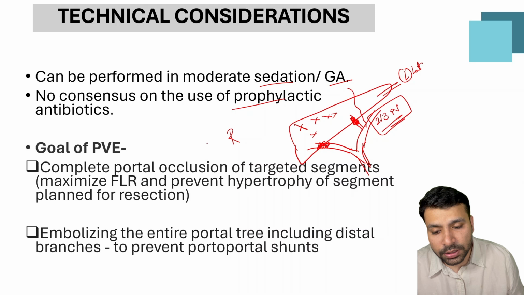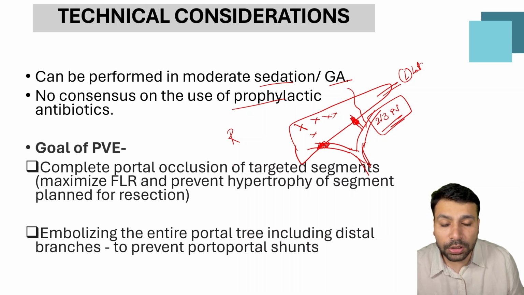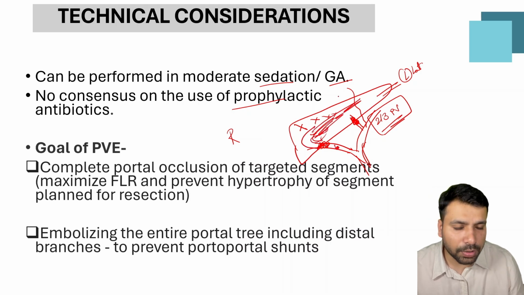So, yes, this is also important. You need to embolize the entire portal tree, including the distal branches, to prevent portoportal shunts. See, if you just do it here, then they might form connections here, and you might not get that much hypertrophy.